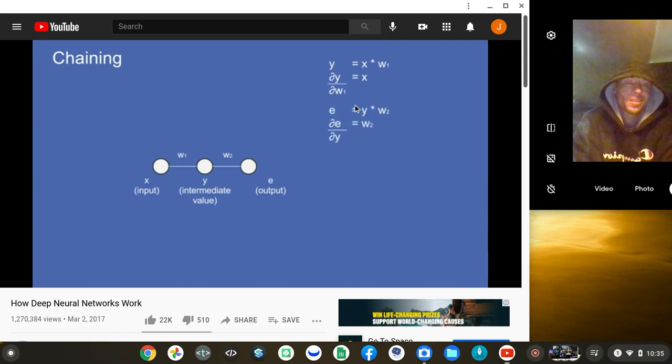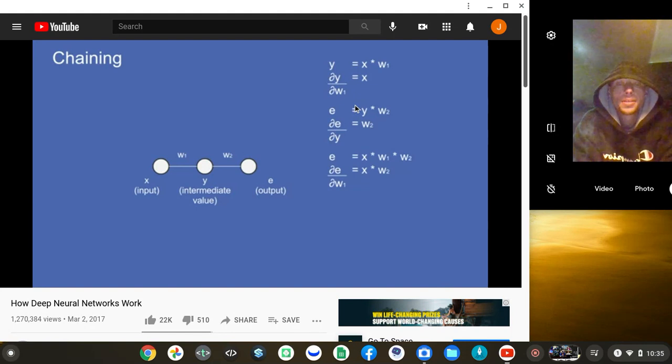Similarly, for the next step, you can see that the value of the output is just the value y times the weight W2. So when we calculate dE/dy, it's just W2. Because this network is so simple, we can calculate it from one end to the other, over x times W1.